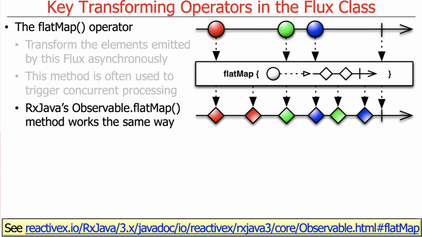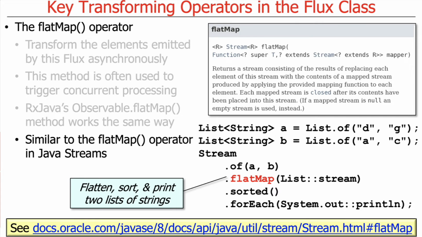RxJava has a flatMap operation that works just like the flatMap operation in Project Reactor. Gee, no surprise there, obviously. And it's similar to the flatMap operator in Java streams, with the caveat that the flatMap operator in Java streams doesn't handle concurrency. So you can see here, this is just a simple example showing how Java streams works. We have two lists of strings, and then we use the of factory method operator on a stream to create a stream of lists of strings. And then we use flatMap for streams to flatten that into a stream of strings, which we then sort and print. So that's a canonical example of how to use flatMap in Java streams.